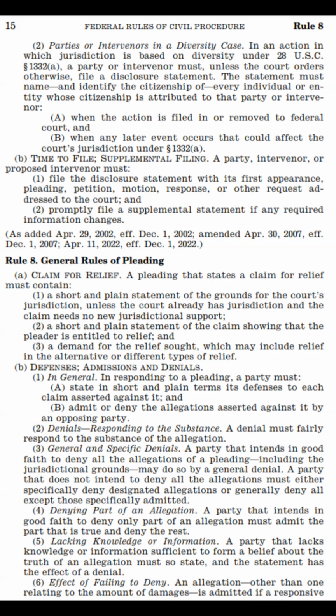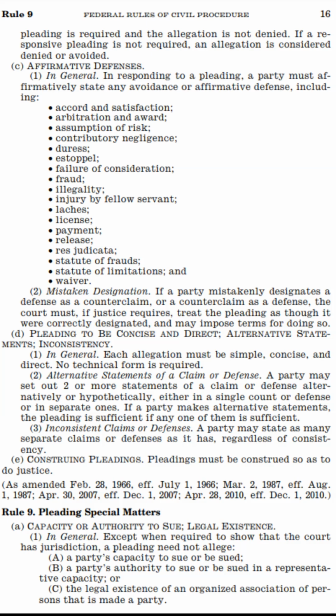4. Denying part of an allegation. A party that intends in good faith to deny only part of an allegation must admit the part that is true and deny the rest. 5. Lacking knowledge or information. A party that lacks knowledge or information sufficient to form a belief about the truth of an allegation must so state, and the statement has the effect of a denial. 6. Effect of failing to deny. An allegation, other than one relating to the amount of damages, is admitted if a responsive pleading is required and the allegation is not denied. If a responsive pleading is not required, an allegation is considered denied or avoided.